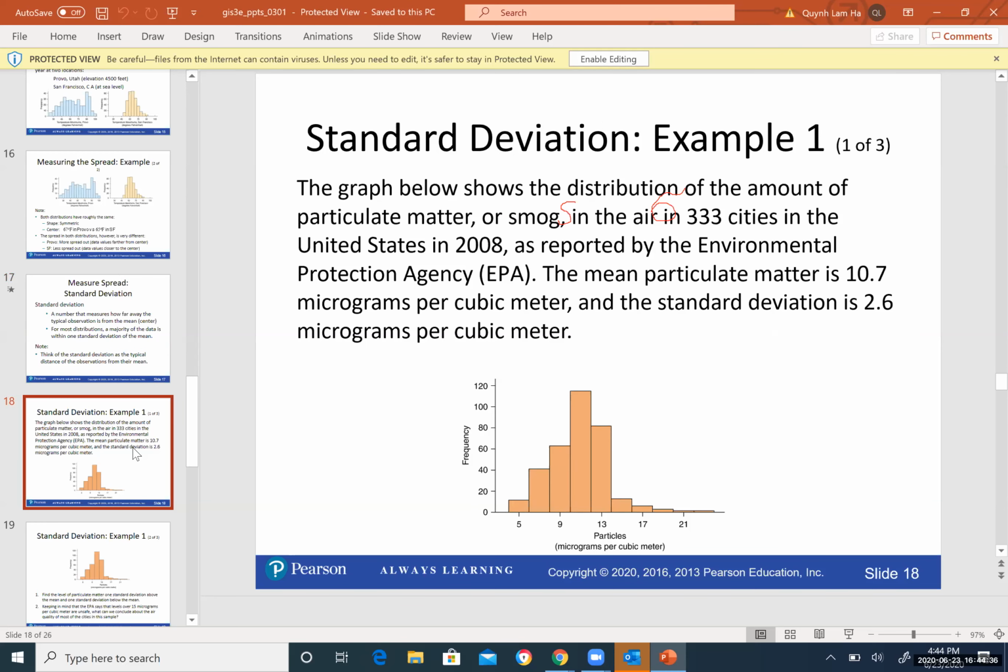So here's the example. Let me erase it. Mark right here first. The graph below, what are they talking about? They're talking about micrograms per cubic meter. They're talking about the air, right? So let's take a minute to read over this. Read on your own, please.